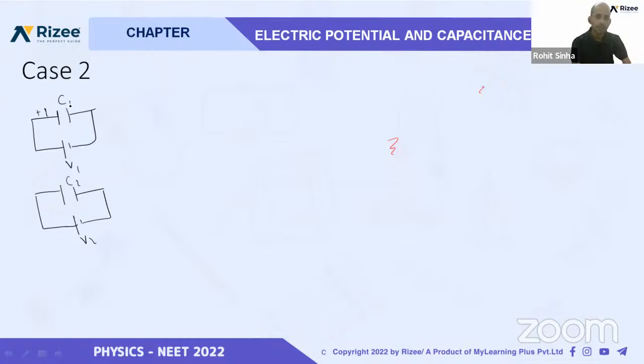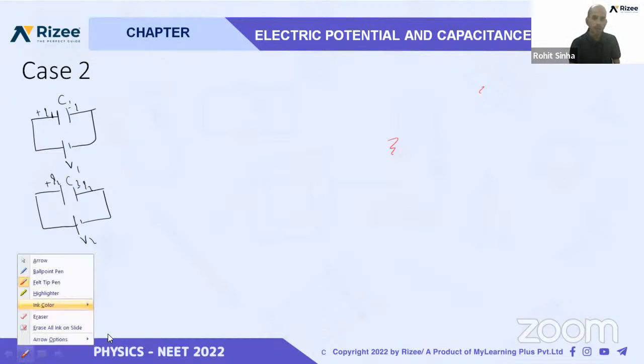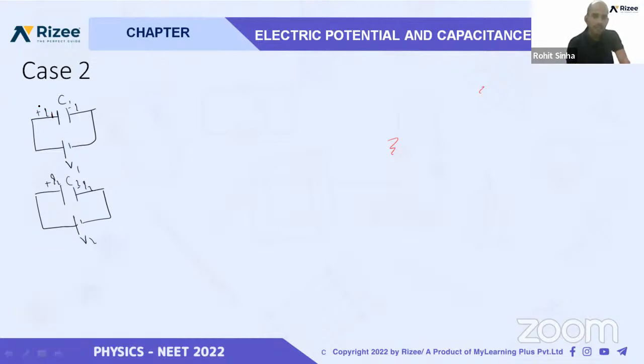It will get plus Q1 here and minus Q1 there, and plus Q2 here and minus Q2 there. What will happen? After some time, Q1 will be C1 into V1, and after charging, Q2 will be C2 into V2. Now, they are charged.